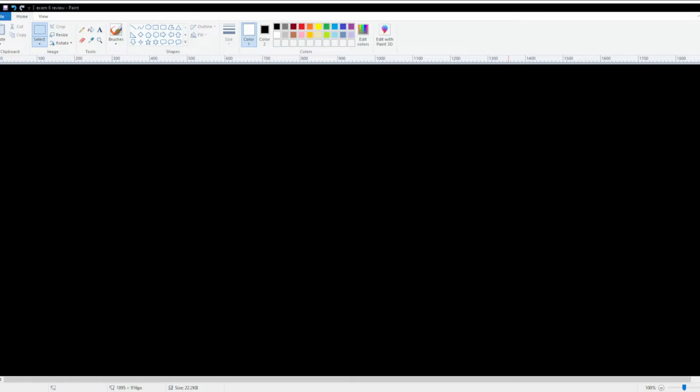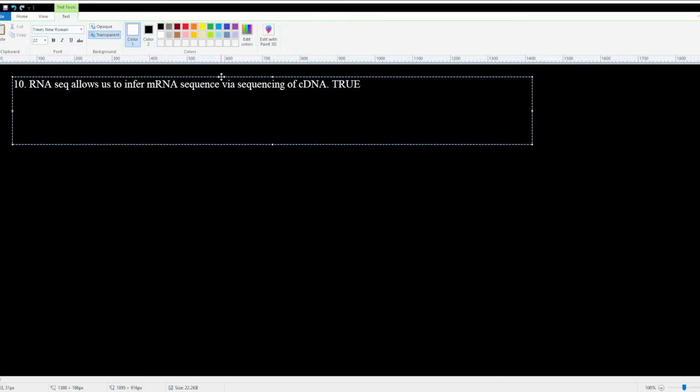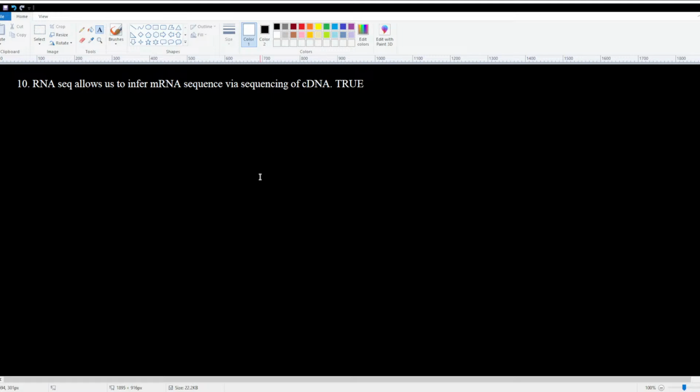Moving on. Question 10. RNA sequencing allows us to infer mRNA sequence via sequencing of cDNA. Wow, what does that even mean, right? I'm going to read it again. RNA sequencing allows us to infer mRNA sequence via sequencing of cDNA. So this one, it says it's true. Let's take its word for it. This is true.